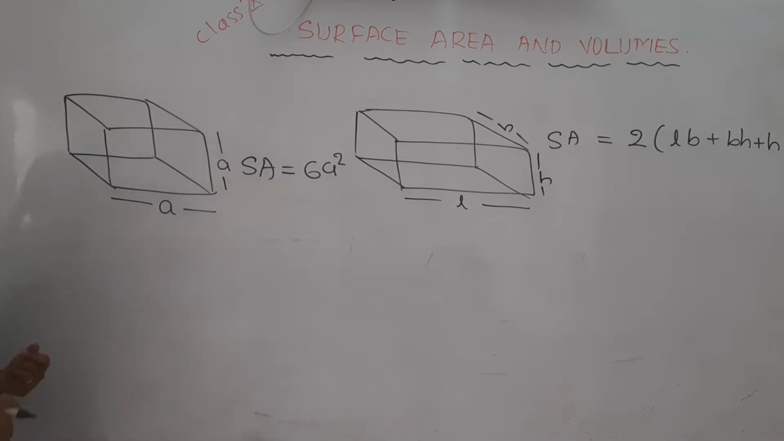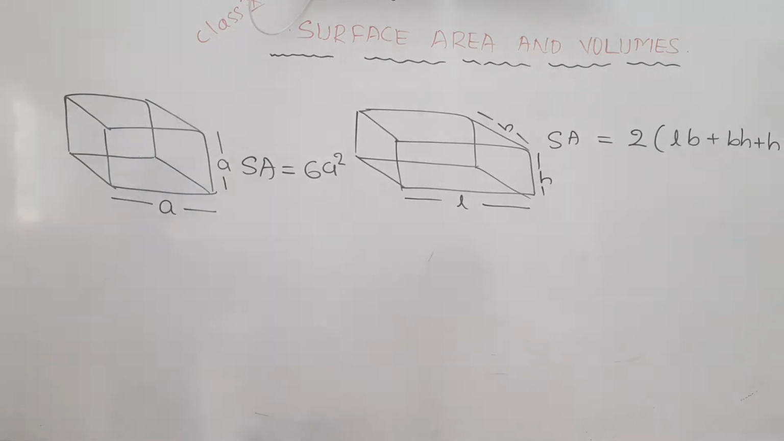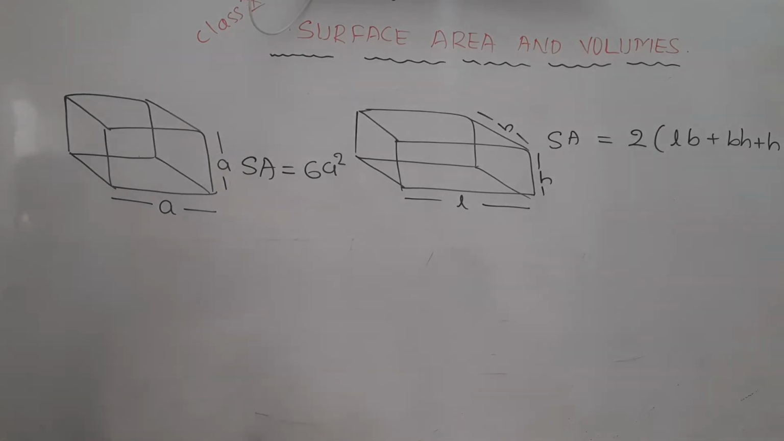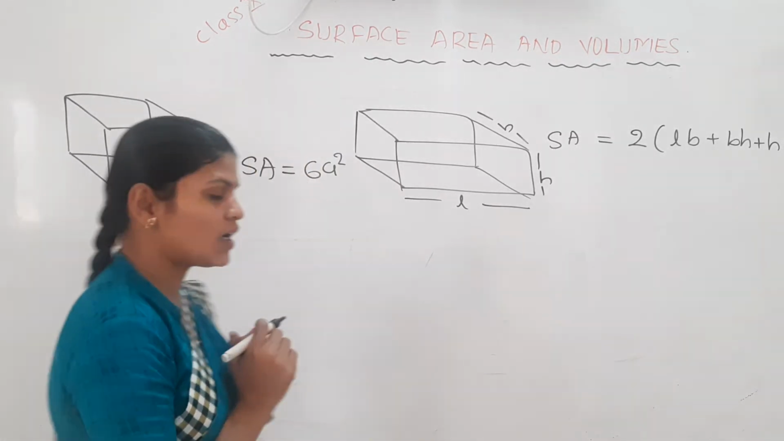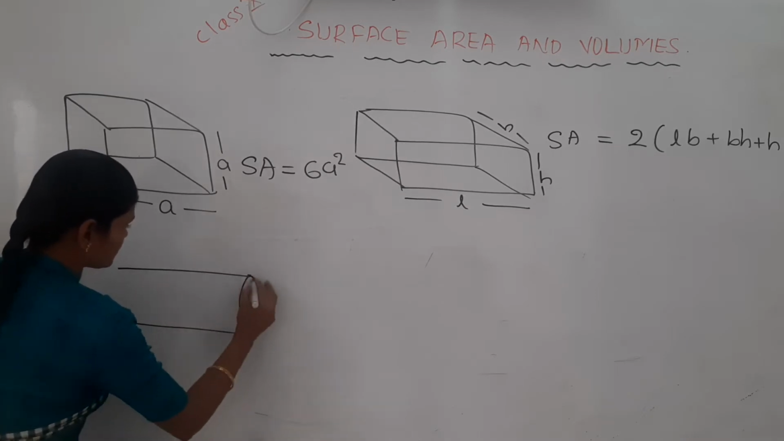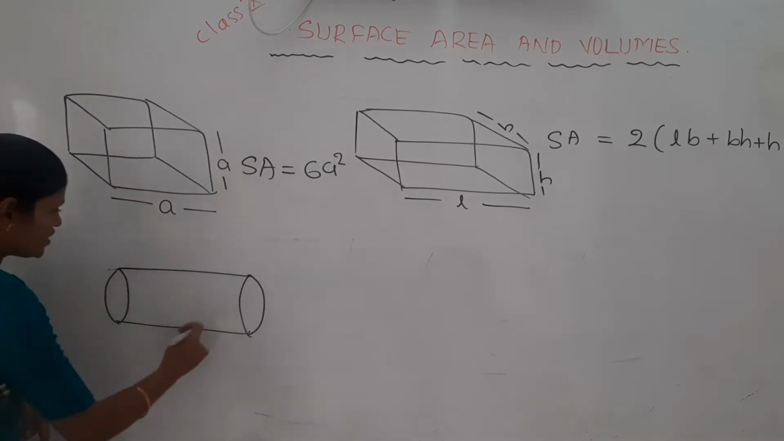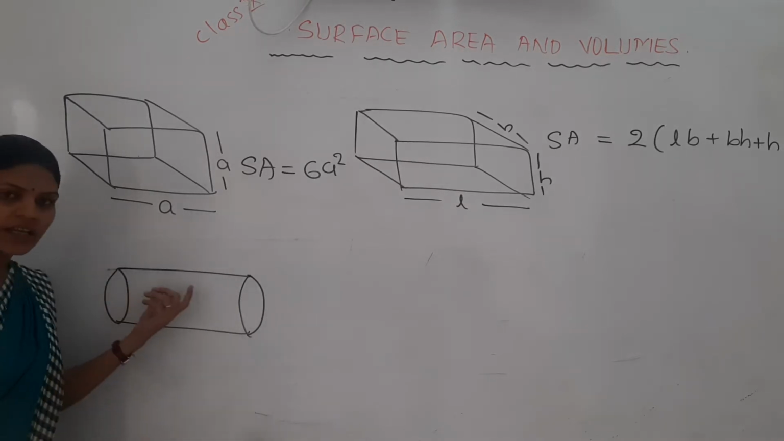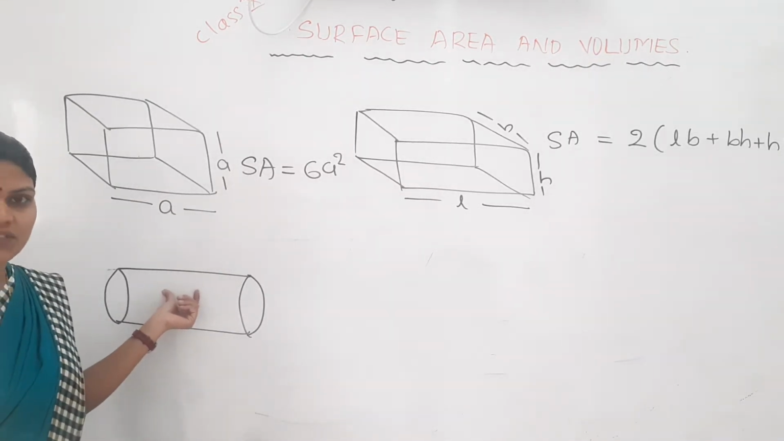Next we will take the curved surface area as well as the total surface area of a cylinder. What is the difference between curved surface area and total surface area? You know already. Suppose this is a cylinder. If you take only this curved area, it is the CSA, meaning curved surface area of the cylinder.